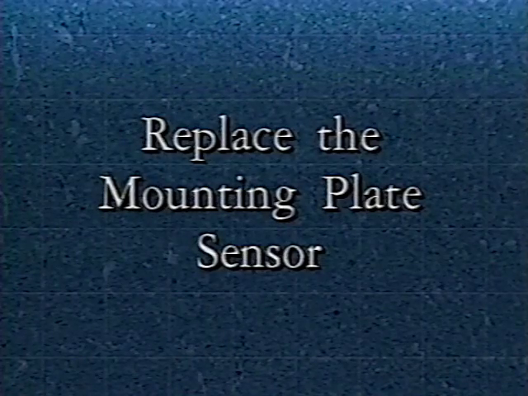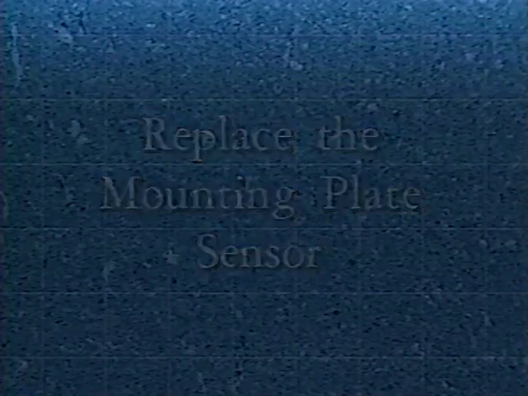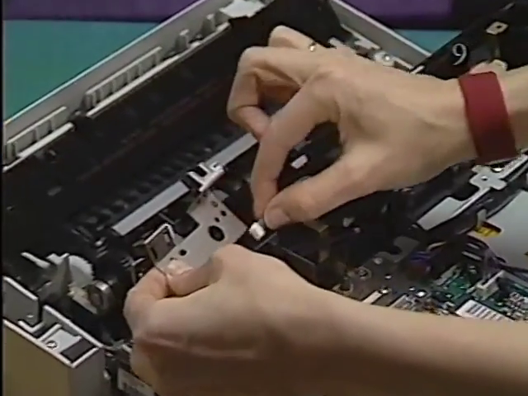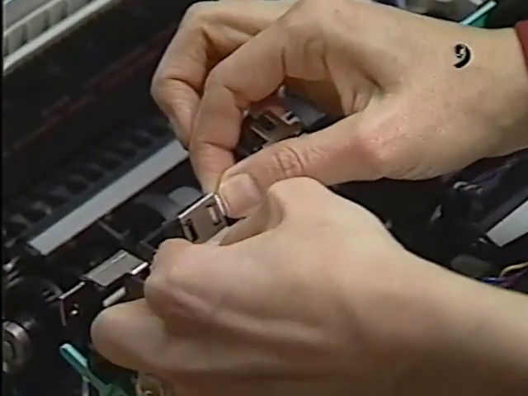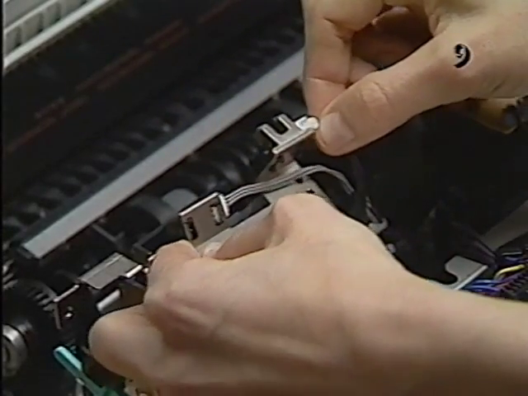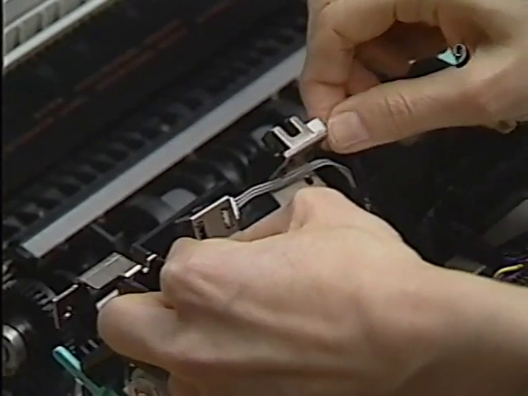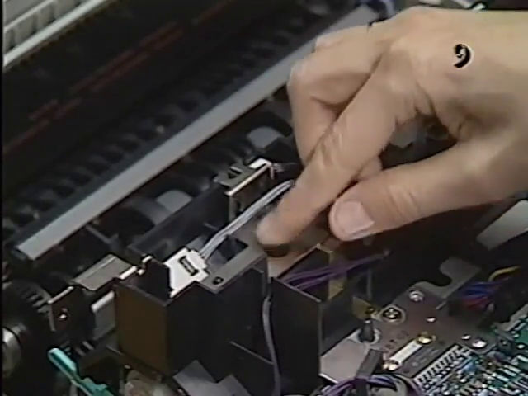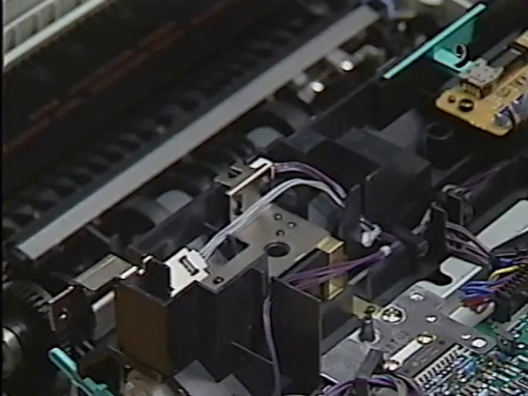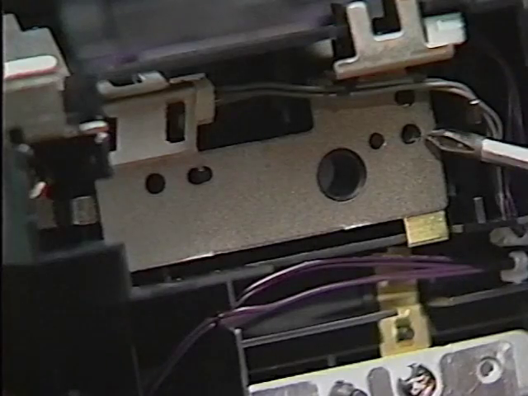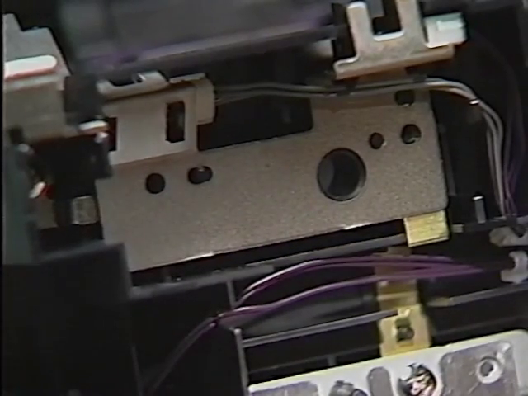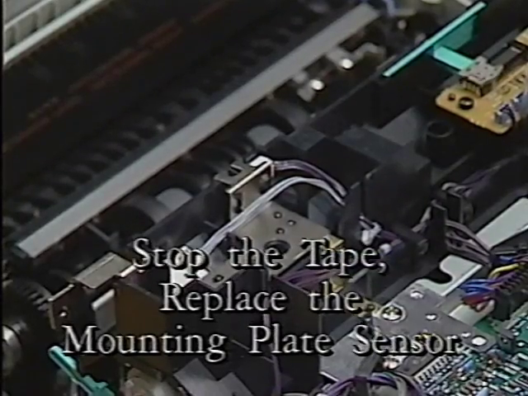Replace the mounting plate sensor. Start by reconnecting connector J12 to PS11 on the mounting plate sensor. Reconnect connector J13 to PS12 on the mounting plate sensor. Now place the mounting plate sensor into position on the right side of the inner cover. Finally, replace the two black screws and washers that hold the mounting plate sensor to the inner cover. Stop the tape and replace the mounting plate sensor.